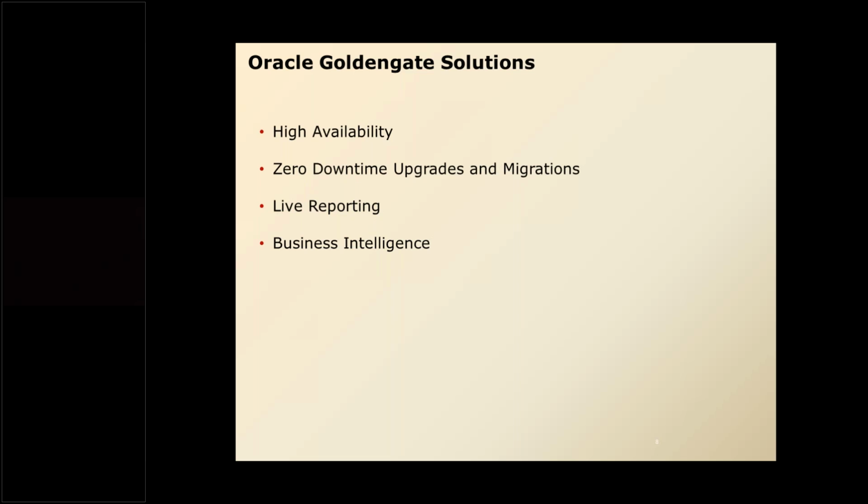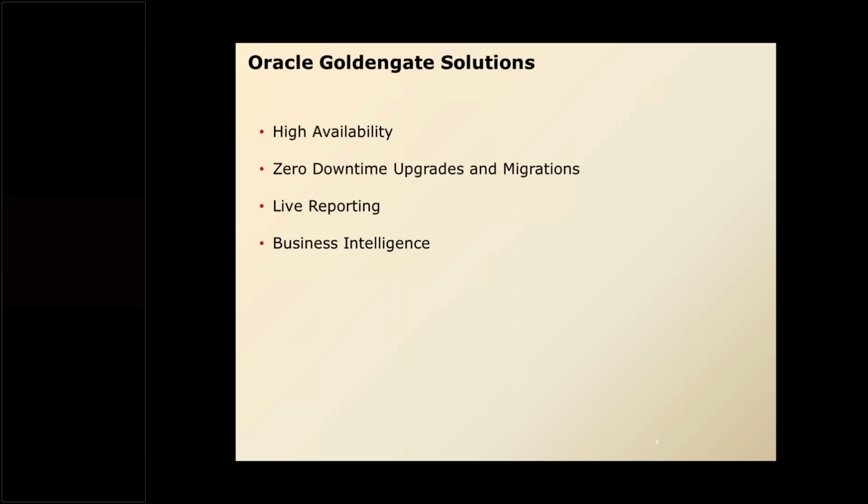The solutions it provides start with high availability. It ensures that the database is highly available. Say for example, your source is in Boston and the target is in New York. Boston has some issues, like an electricity failure. You can quickly switch over your application to New York, making your databases highly available.